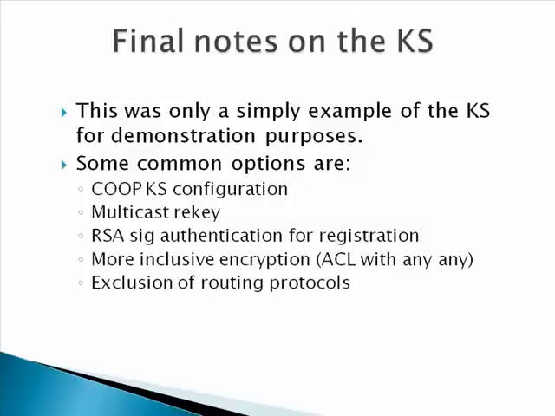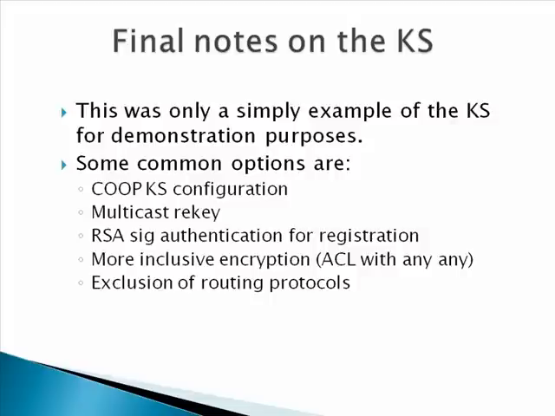Okay, so what I just showed you was a basic configuration for a key server. Some of the other things you can do with GetVPN that I didn't show: co-op key server configuration, where you set up failover key servers. I believe you can do up to 8 key servers in one Get group. And again, you can share the load and registration, and you can have them fail over.